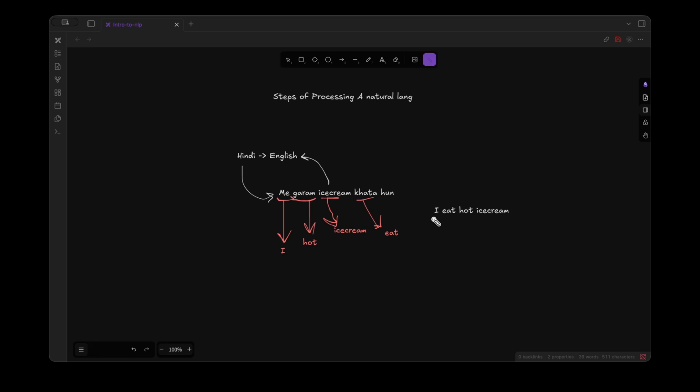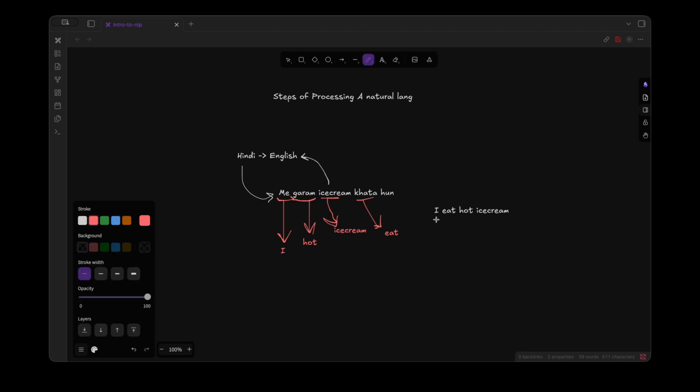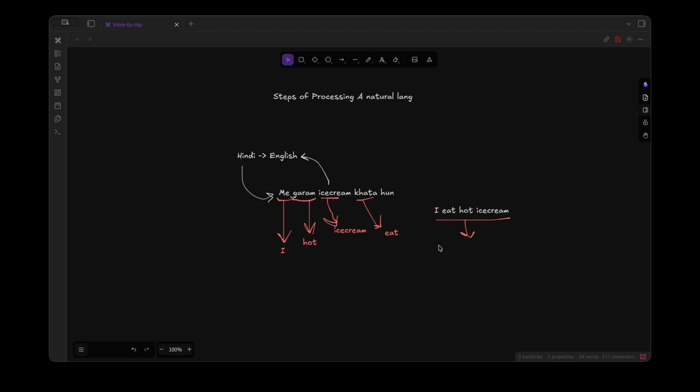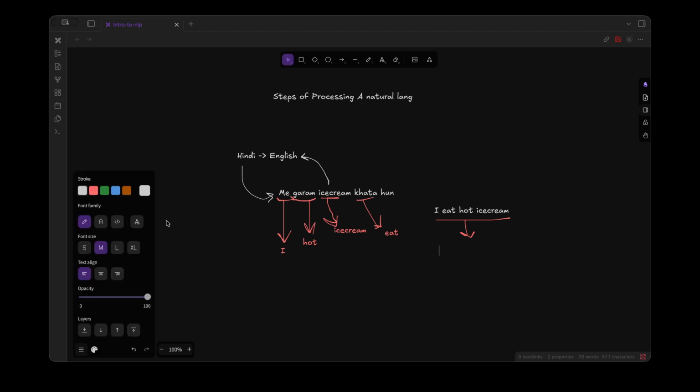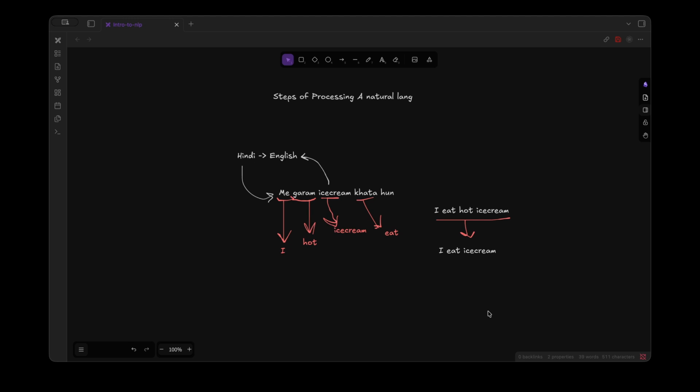But right now, see one particular thing. This is grammatically correct, right? But does this mean anything? Does it mean it is a proper thing? No, right? This is not a proper thing. What is the proper thing? The proper thing is I eat ice cream or something like that. This is the most proper understanding of it. So what we do, we find a meaning in that particular sentence, right?